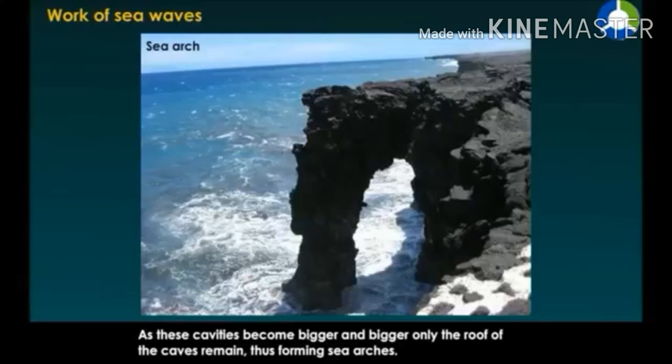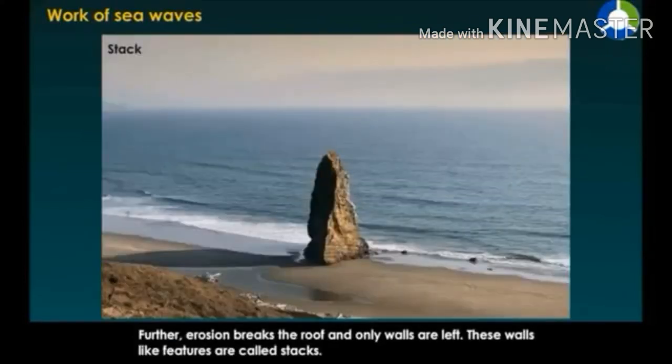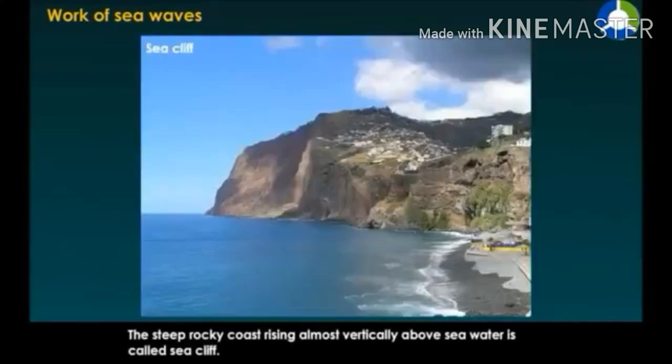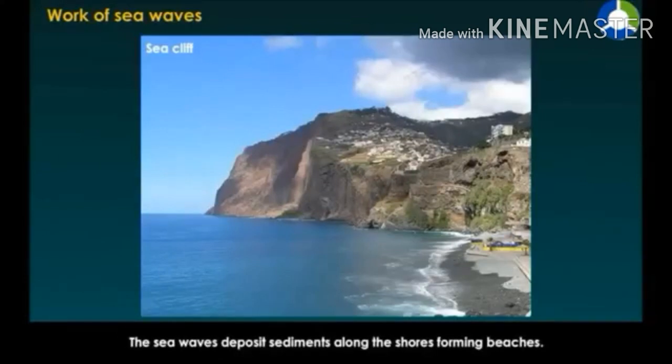All these cavities become bigger and bigger. Only the roof of the caves remains, thus forming sea arches. Further, erosion breaks the roof and only walls are left. These wall-like features are called stacks. The steep rocky coast rising almost vertically above sea water is called a sea cliff. The sea waves deposit sediments along the shores, forming beaches.